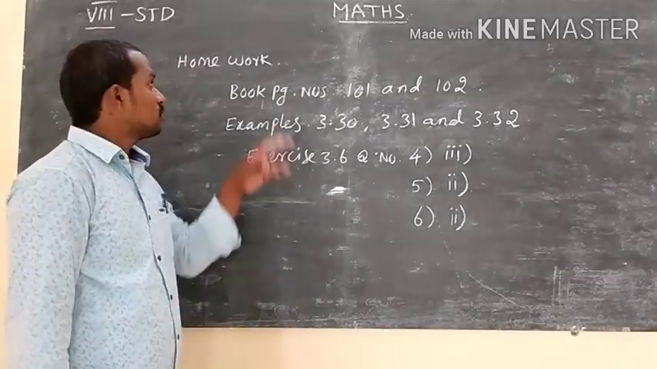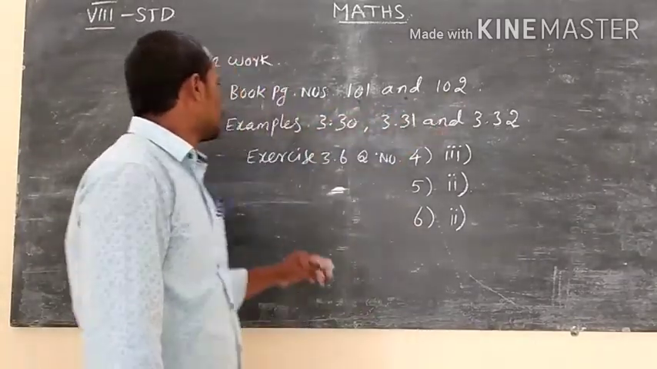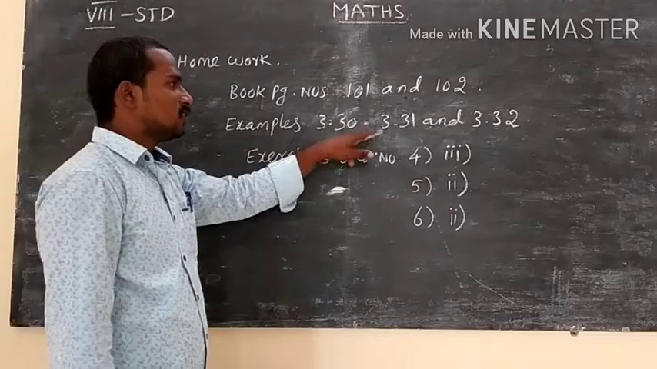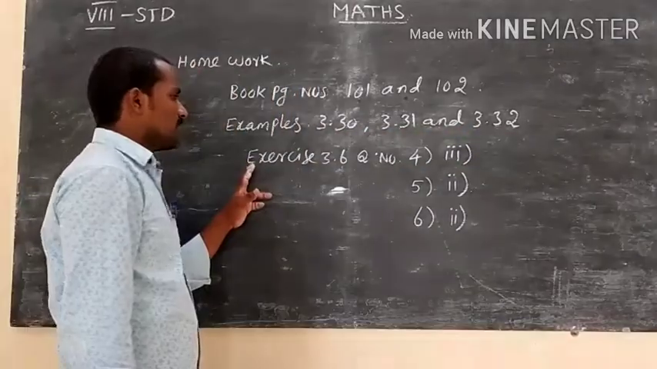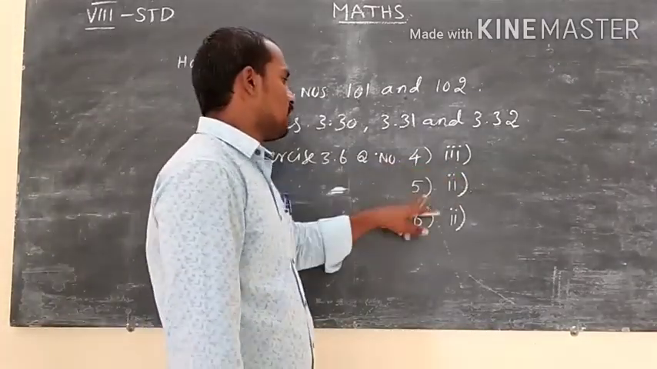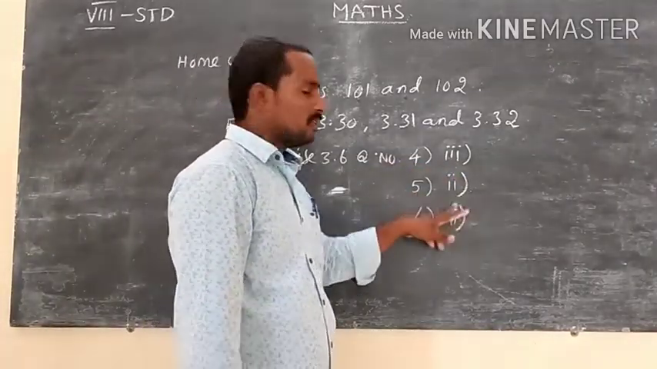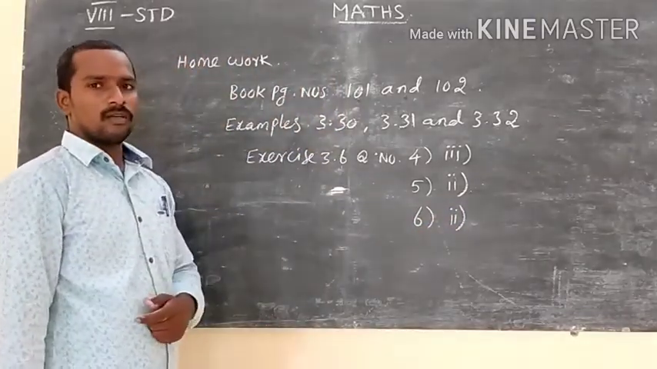Okay, dear student, today's homework, book page numbers 101 and 102. Example 3.30, 3.31 and 3.32. And exercise 3.6, question number 4, third subdivision. Fifth question, second subdivision. Sixth question, second subdivision. That's all today homework. Okay, do it well.